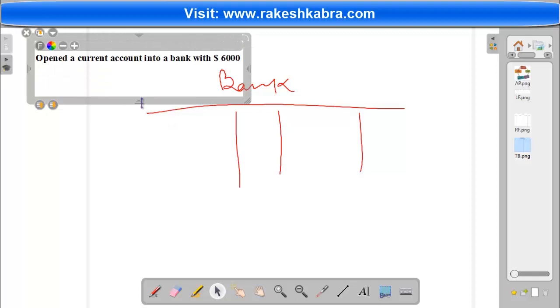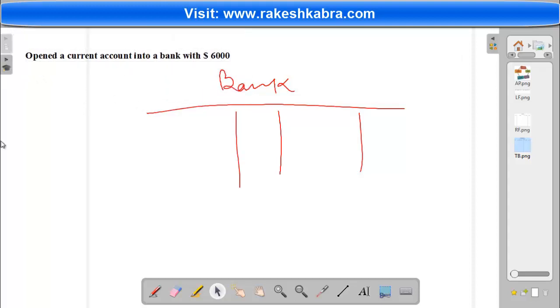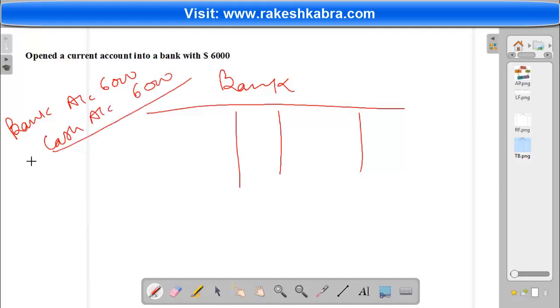Okay, now for this transaction, what entry will you pass? See what entry I will pass. I will pass this entry: bank account debit 6,000 and cash account credit. So this is the entry. From the business, money has gone out, so credit what goes out, and where does the money go? Into the bank. So bank is a personal account, so debit the receiver.